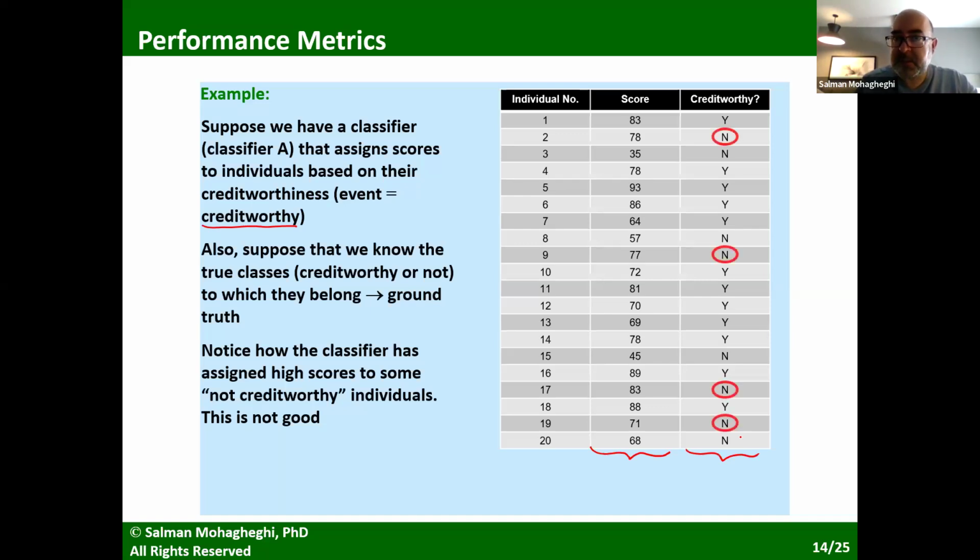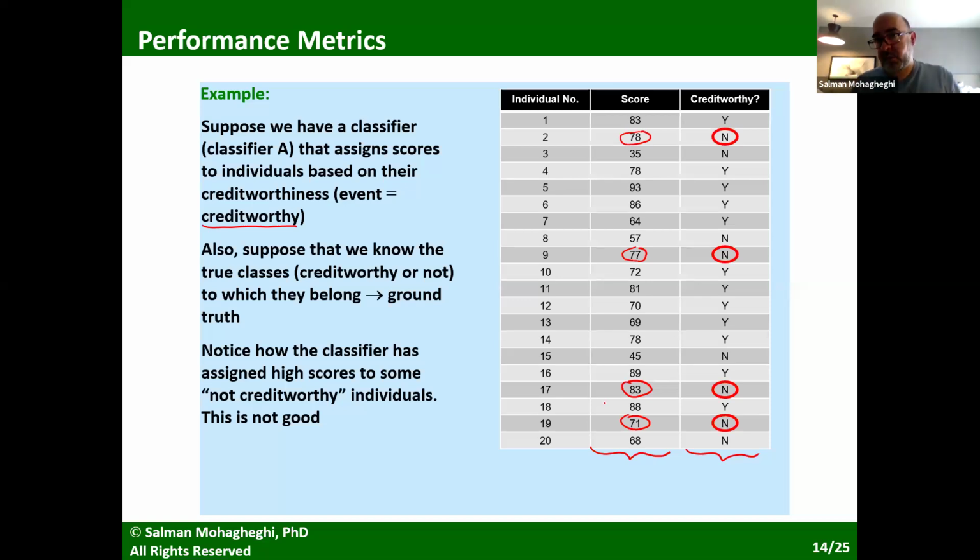Now, take a look at some of these numbers. Notice that some of the people who are not creditworthy actually have very high scores. So for example, this guy is not creditworthy, but the score that the model gives to him is 78. For this person it is 77, which is a high number. For this person, 83, which is even higher, or 71, which is high. That tells me that this classifier is not really perfect because it is misassigning higher numbers to individuals who are otherwise not creditworthy. Let's do the CAP for this classifier.